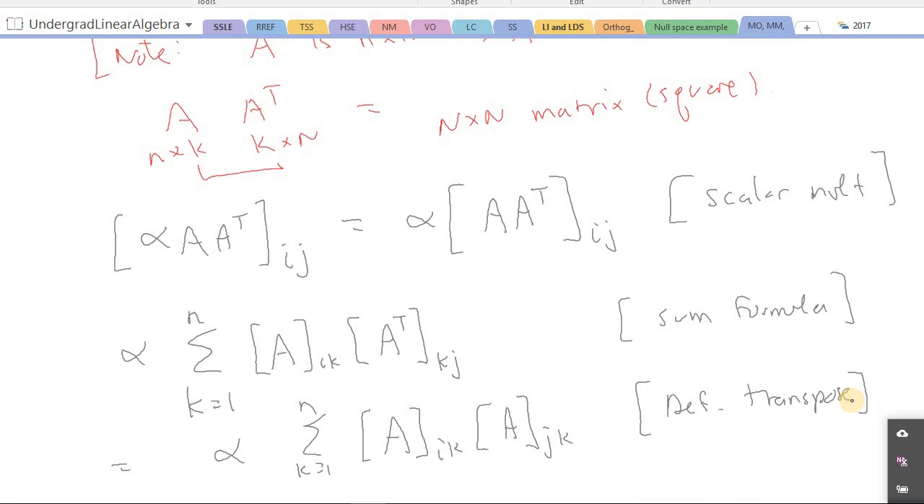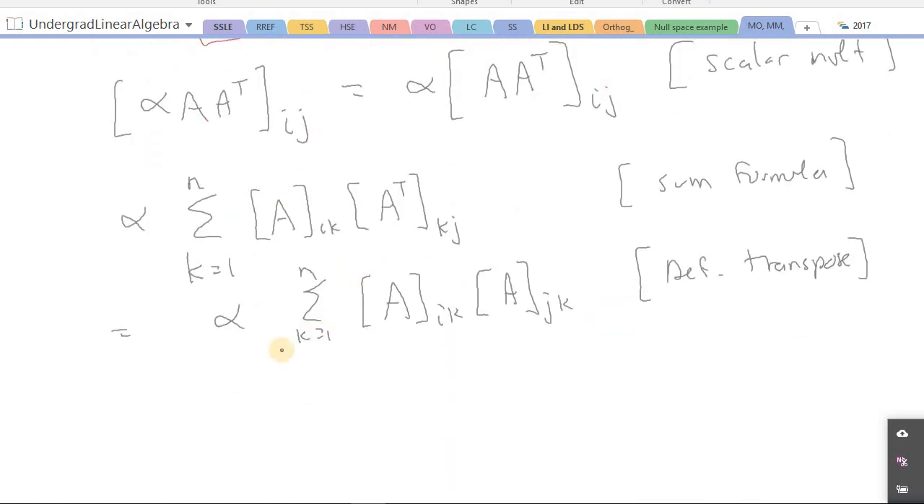All right, well, let's not lose sight of what we're trying to prove. We're trying to prove that this matrix is symmetric. In other words, we're trying to prove that this entry ij is equal to the same matrix ji. And that will show that this matrix is symmetric. So let me go ahead and evaluate this same matrix with ji. Okay. So if I have alpha AA transpose ji, okay.